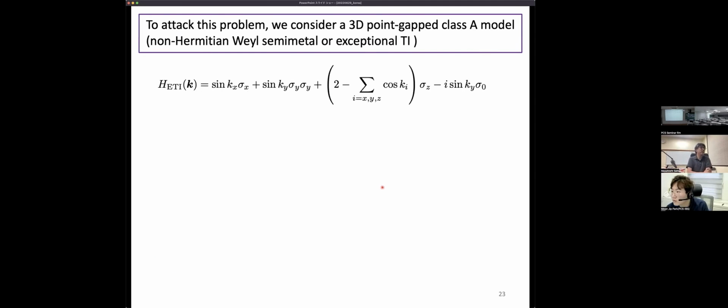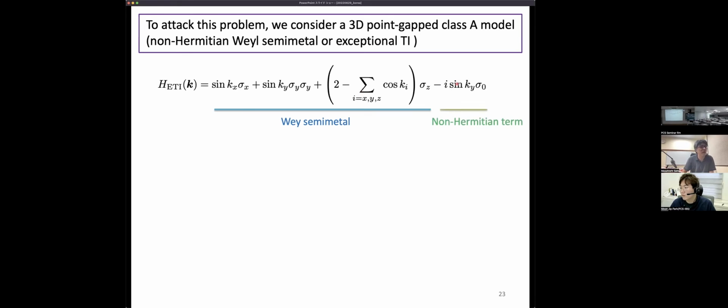So to attack this problem, we consider the three-dimensional point gap Weyl semimetal model, which is sometimes called the non-Hermitian Weyl semimetal, or some people also call this state exceptional topological insulators. So anyway, we consider this Hamiltonian. And actually this part is a Hamiltonian for the Weyl semimetals. So that's the reason why we call this system the non-Hermitian Weyl semimetal. And we also have a non-Hermitian term here.